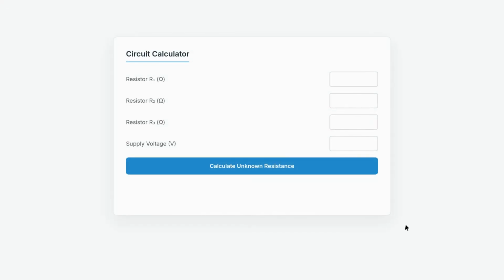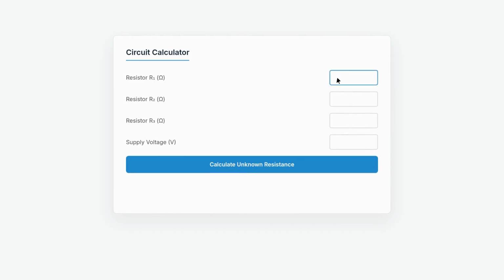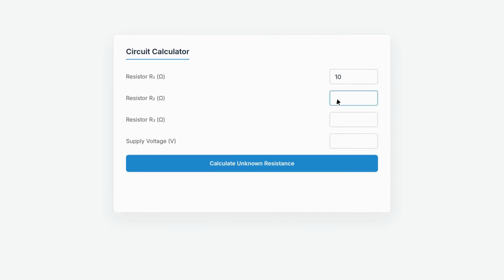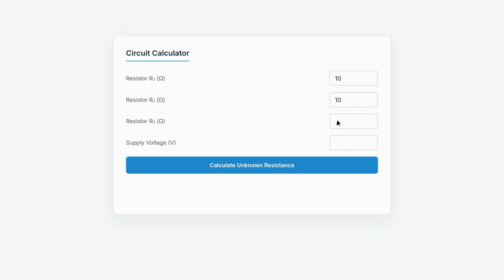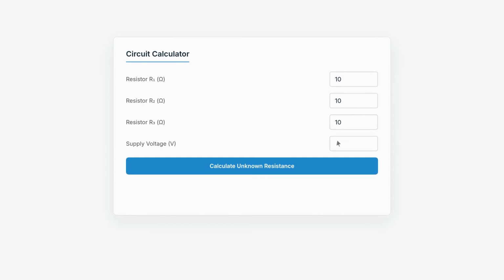For our example, I'll enter 10 ohms for R1, 10 ohms for R2, 10 ohms for R3, and 10 volts for the supply voltage. After clicking Calculate Unknown Resistance, we get our results. The unknown resistance Rx equals 10,000 ohms, which makes sense because in a balanced Wheatstone bridge, when R1 over R2 equals R3 over Rx, we have equilibrium.